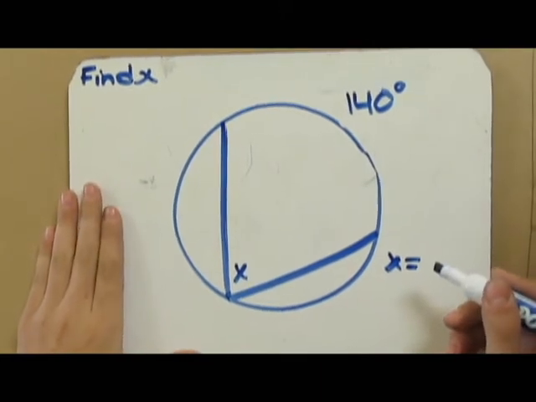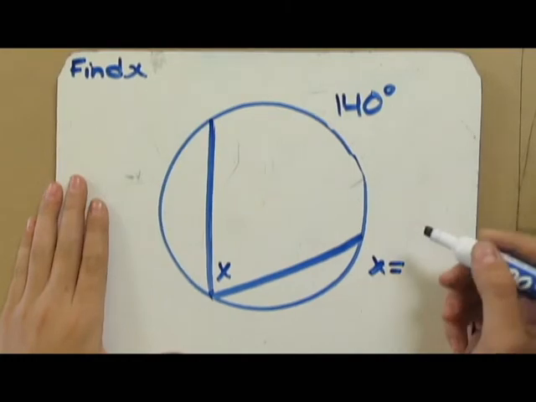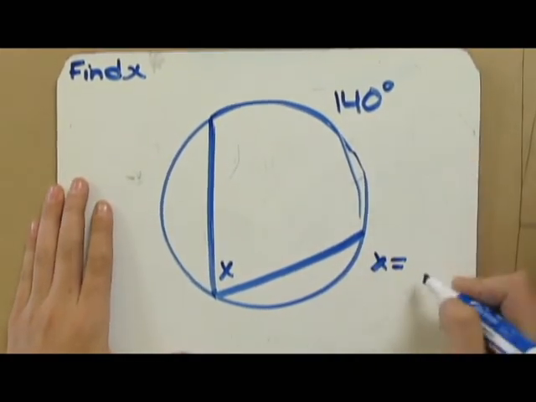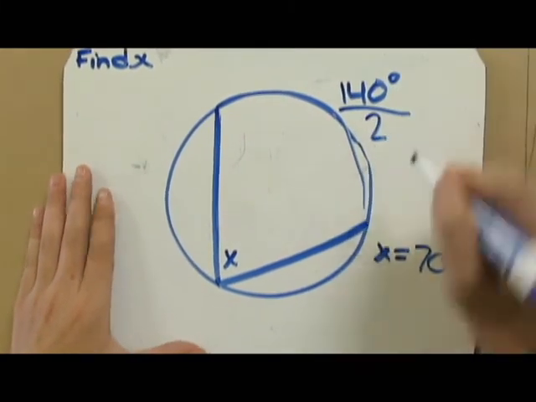For this first problem, you have to find x. It is fairly simple because x is equal to half of the intercepted arc, which means that x would equal 70 because you have to divide 140 by 2.